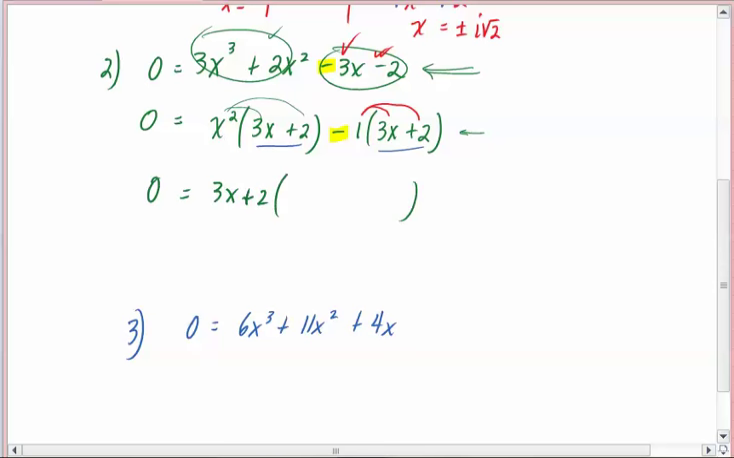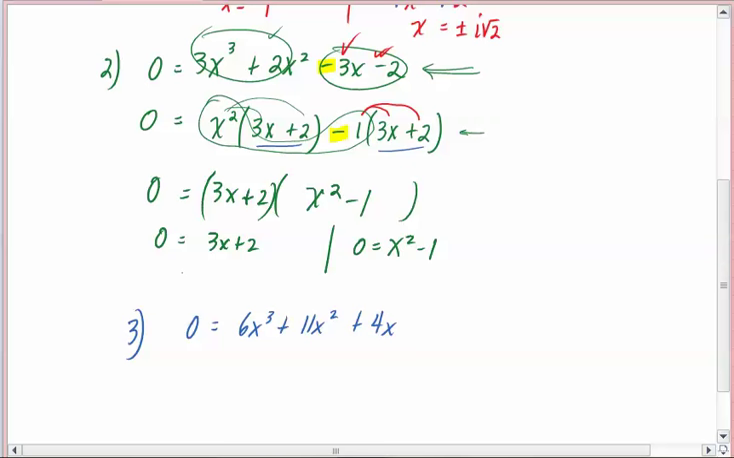And I'm going to be left with x squared minus 1. Put that parentheses there and there, and I'm ready to go. 3x plus 2 is in addition to x squared minus 1. This is going to be x equals minus 2 on each side, divided by 3, going to be negative 2/3.